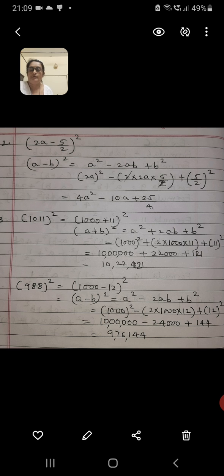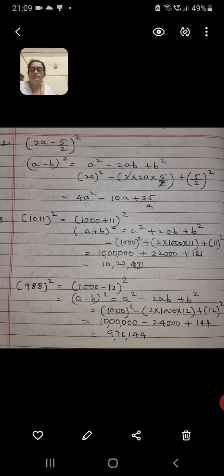Using these formulas, we are going to find the squares of a few numbers. 1011 whole bracket square. Now we have to split the number here, 1000 plus 11. So 1000 we are going to consider as a and 11 as b. So the formula gives 1000 square plus 2 into 1000 into 11 plus 11 square. When you do the multiplication, you will get 1,022,121.